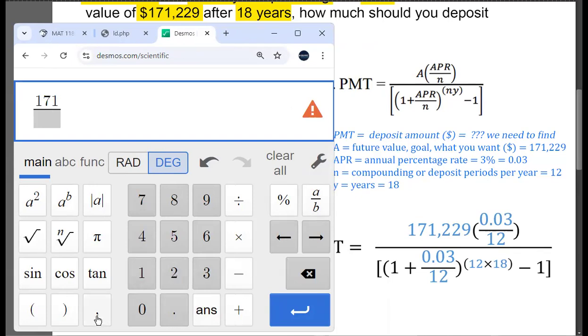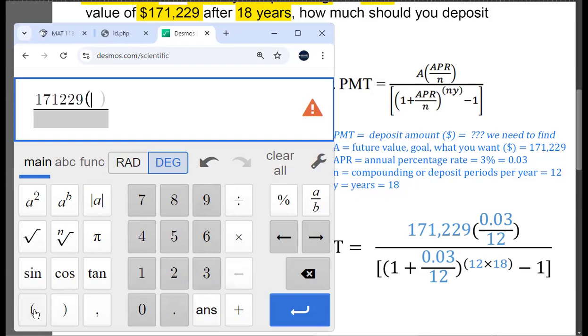Don't use commas in Desmos because sometimes Desmos thinks you mean something else. It might mean coordinate points or something. So I would avoid using those. If you can get it to work, that's cool. But for me, it doesn't work. So avoid commas. But everything else is good to go. So there's our 171229. Next up, I see parentheses, open parentheses, so I'm going to do that.